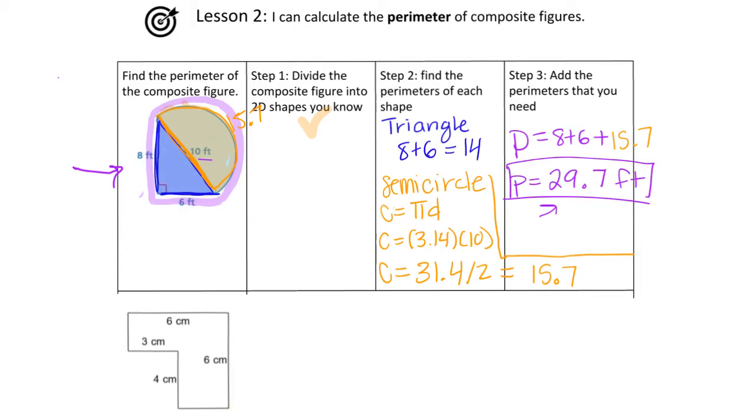Okay, let's try this one down here on your own. On your own, I want you to break this kind of upside down L shape into the shapes that you can find. Break it down.